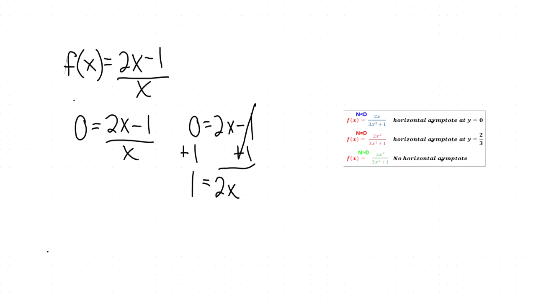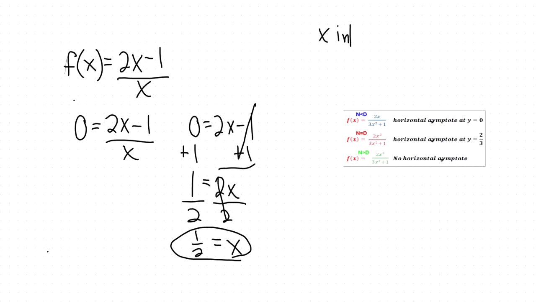I need to isolate x further. I've got 2x, and I don't want that. I have 2 times x, so let's do the opposite of times. Let's do divided by 2. These will cancel. X equals 1/2. That's going to be my x-intercept. Let's just keep track of what we're solving for over here. X-intercept was x equals 1/2.